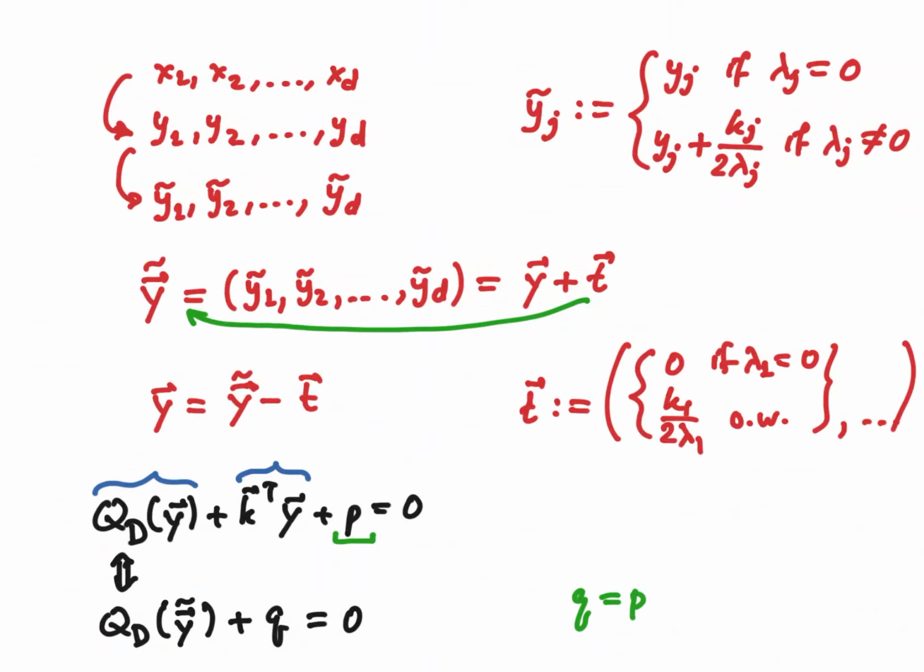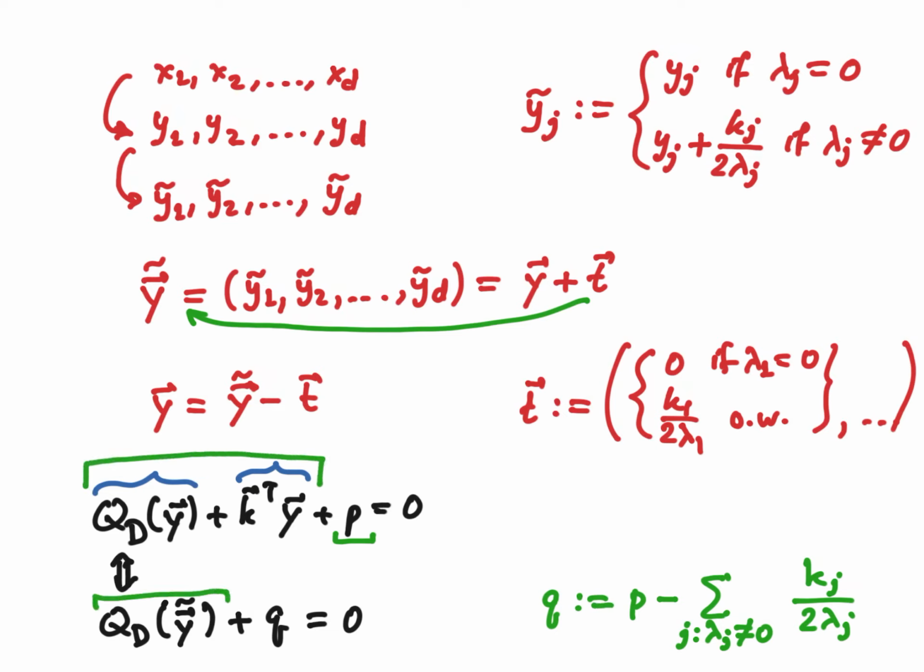So basically, this q is the original p, and then it's going to be a certain sum of constants of the form k j squared over 2 lambda j. But it's not for all j, it's only for all j such that, okay, let me write it like this. It's like you sum over all j for which lambda j is not 0. Yeah, so that's the definition of q.